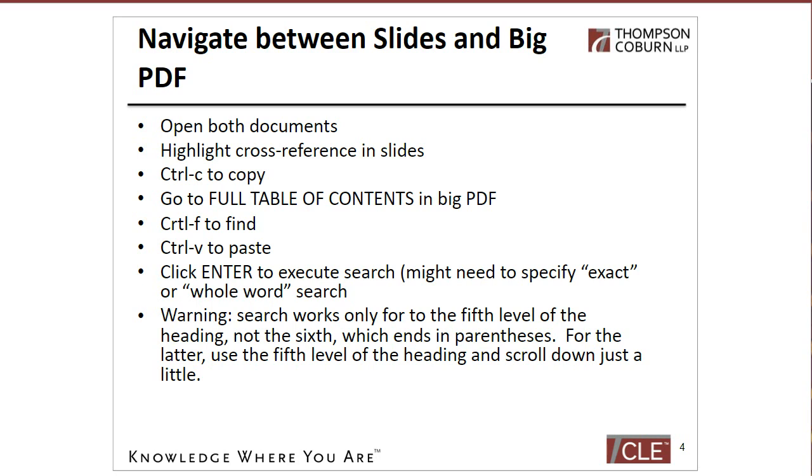And then in the big PDF, I encourage you to use what I call the full table of contents. The full table of contents is about 50 pages. It's got a lot of details about where things are, and it gives you some better context. In fact, at the bottom of each page of text in the body of the letter, there's a link to the full table of contents. You can just click on it and go to the beginning of the full table of contents. And then you can do Control F to find, and then Control V to paste your cross-reference from the slides in there, and you hit enter. Depending on how your PDF browser works, you may need to specify exact or whole word search. So that's the bottom line there for navigating.